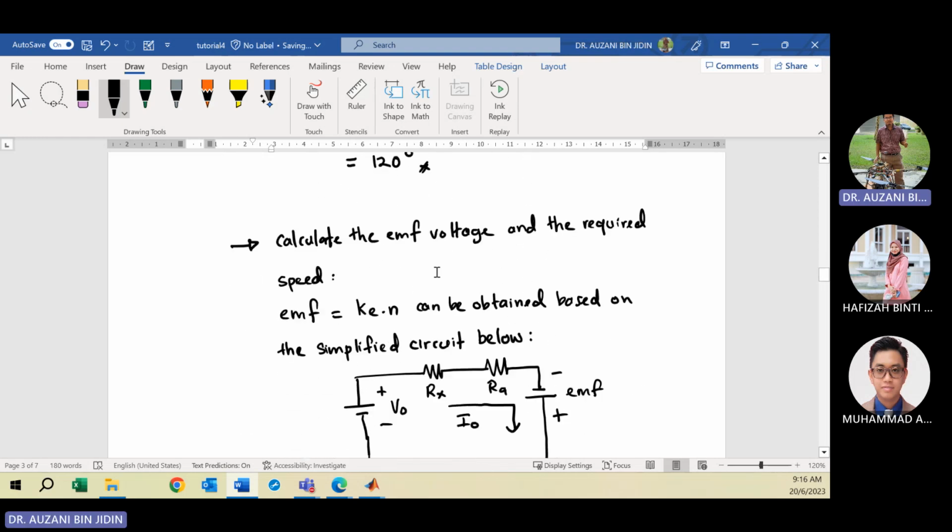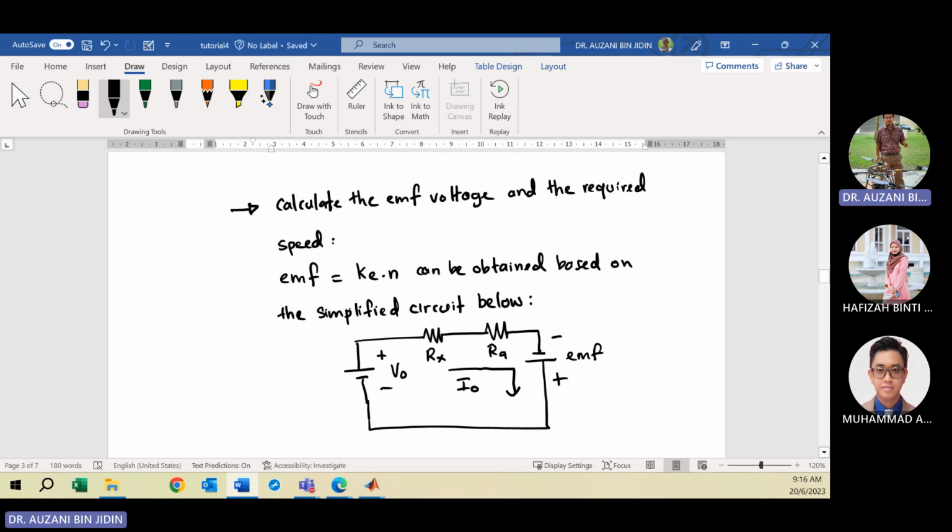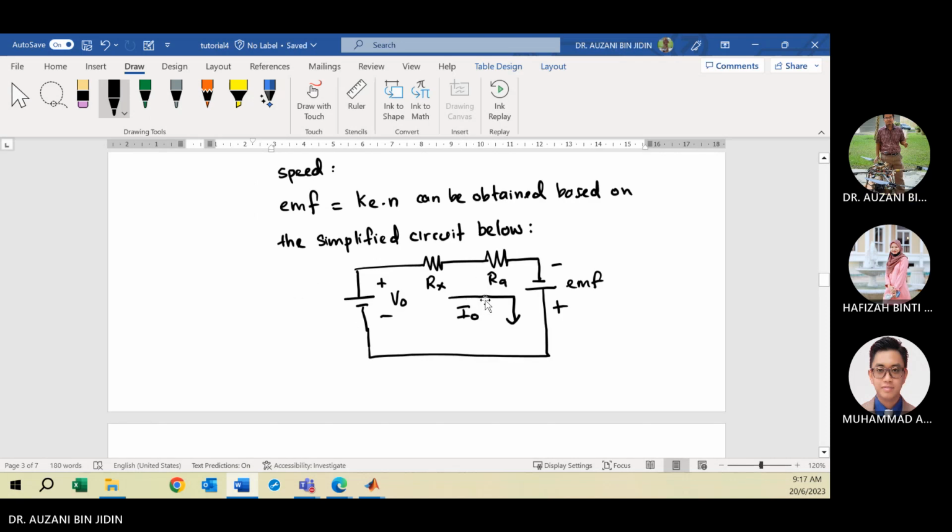Then next step, calculate the EMF voltage and the required speed. The EMF is given as the multiplication of the EMF constant KE and speed N, where N must be in RPM. From here, you can draw the simplified circuit first by neglecting the inductor, because we try to do the DC analysis, so you ignore the effect of L. Then you get this circuit. So take note, your polarity of the EMF must be correct.